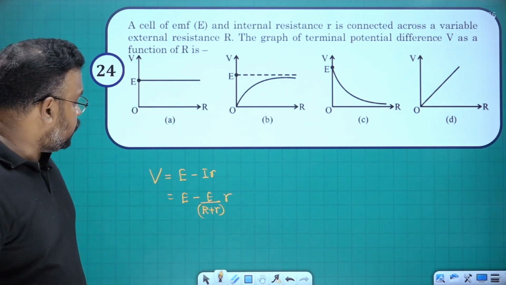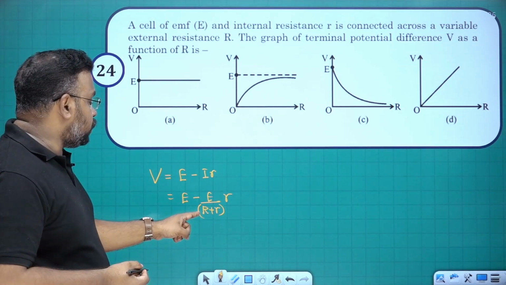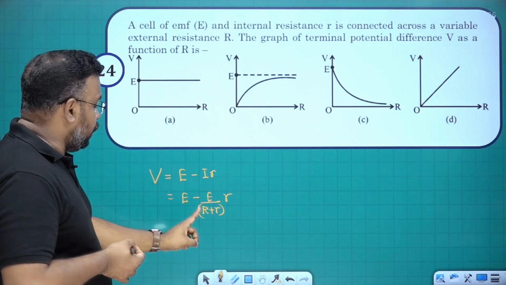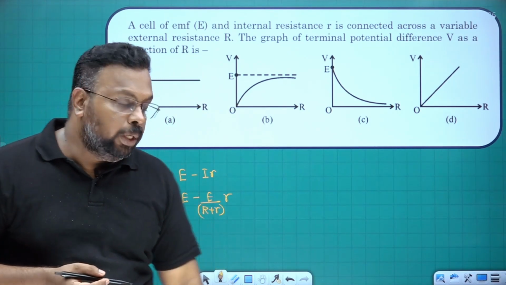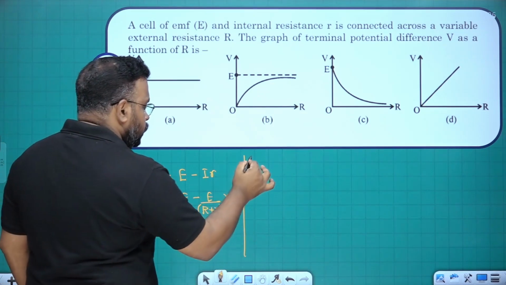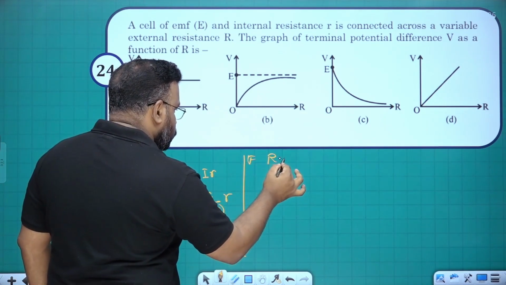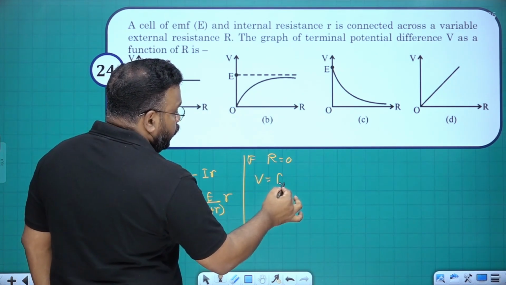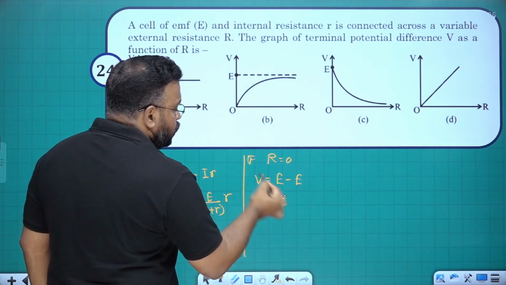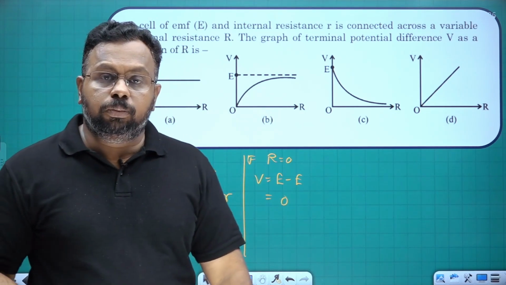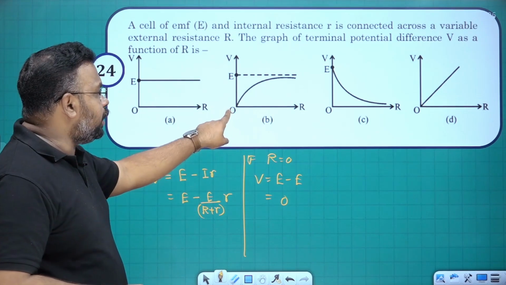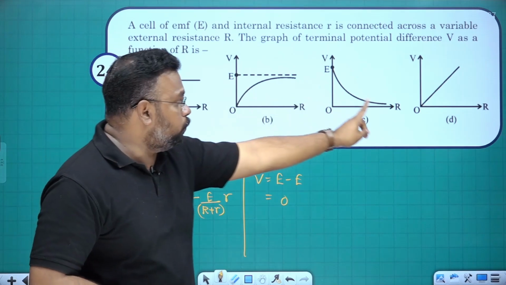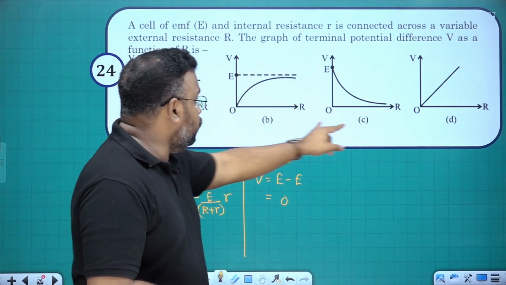Now we need a graph. They are asking the variation of terminal PD with capital R. So let's start with capital R value as 0. If R is equal to 0, tell me what will be the result? E minus E r by r, the r cancels. We get V is equal to E minus E, which is equal to 0. When external resistance is 0, terminal PD will be 0. So surely the starting point will be 0. That means option A and option C, leave them. That is not possible because the starting point should be 0. So it will be either B or D.